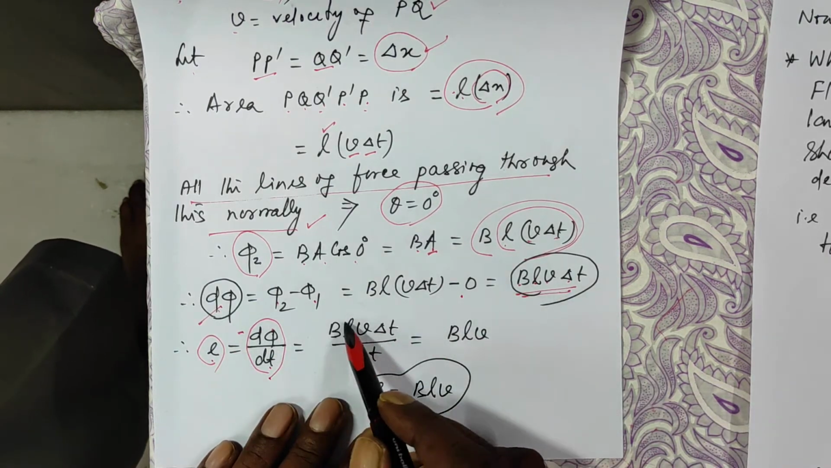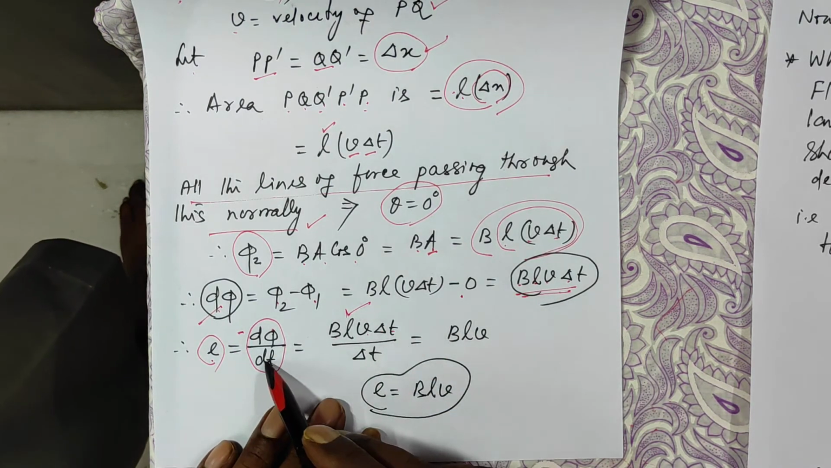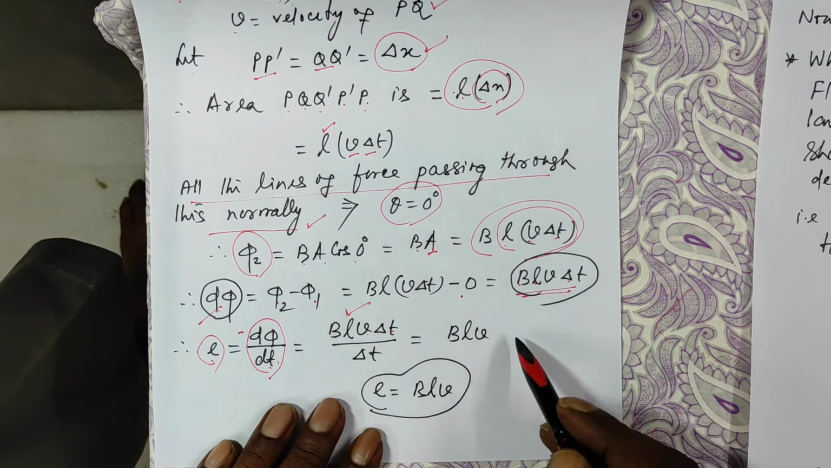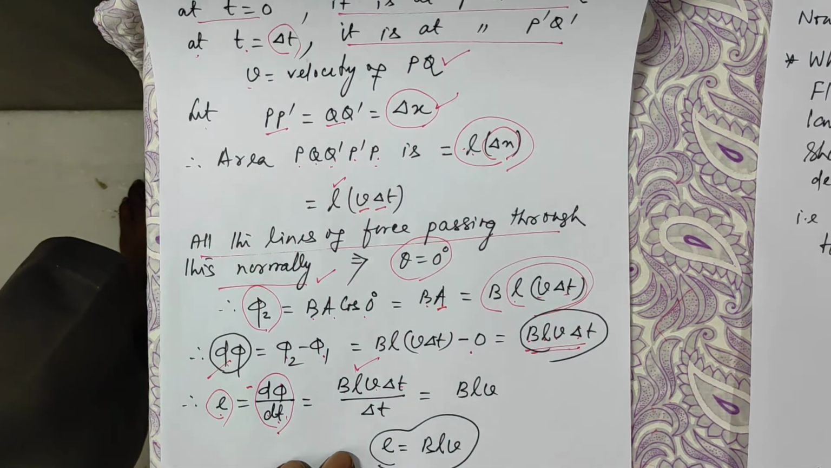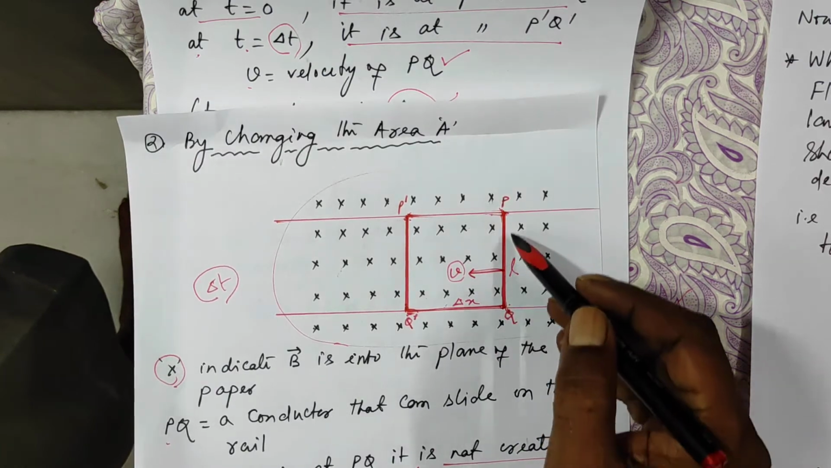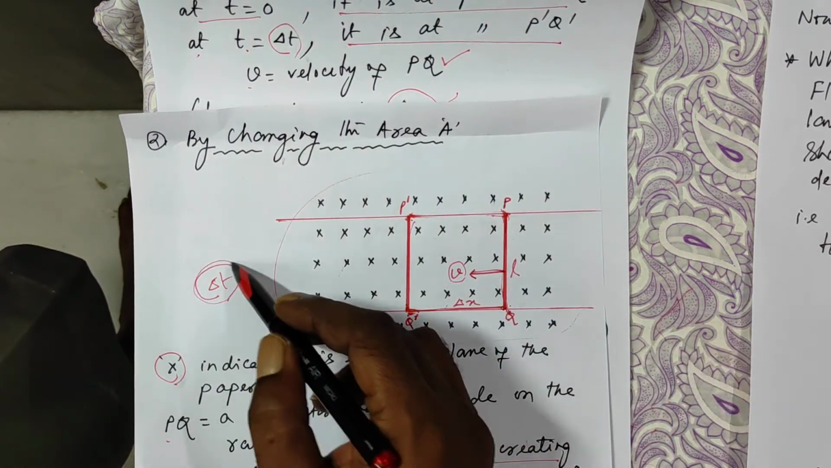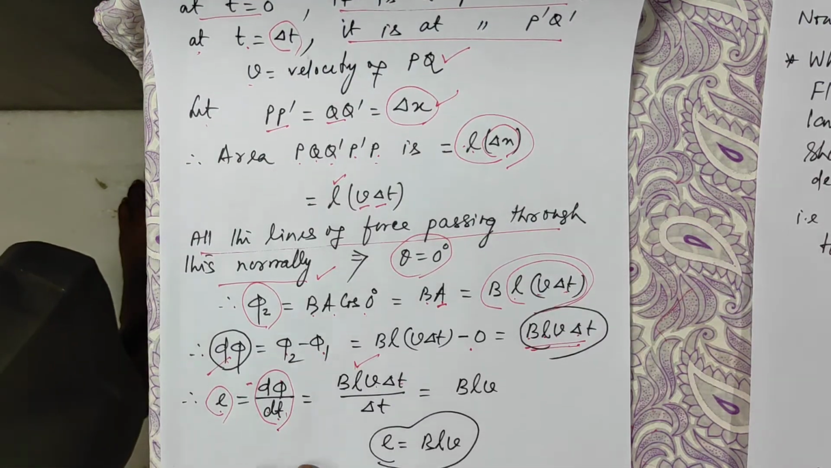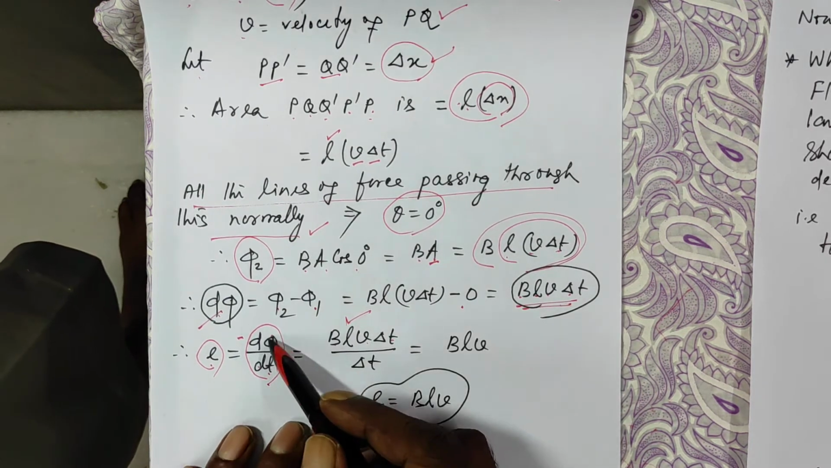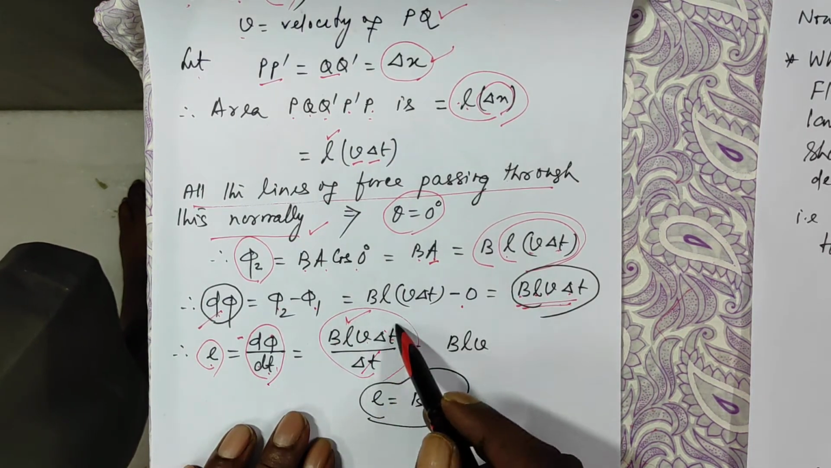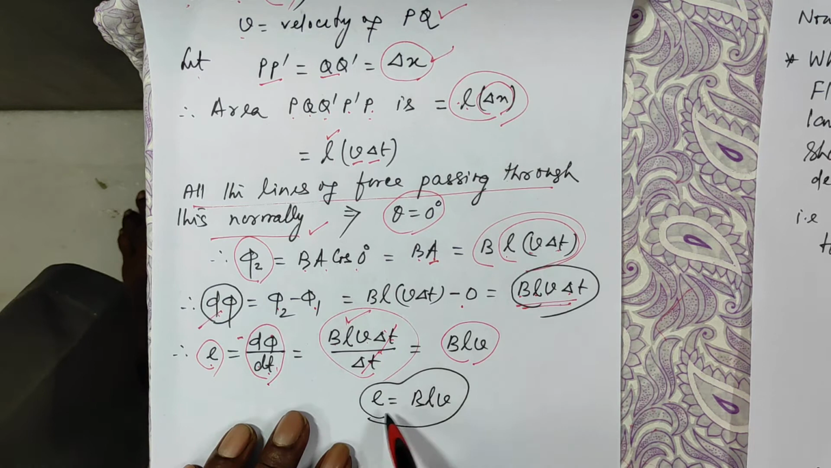For d phi I put this BLV delta t. For dt I write delta t because it traveled from this position to this position in delta t time. So change of flux divided by time, delta t cancels, so BLV. So EMF produced is equal to BLV.